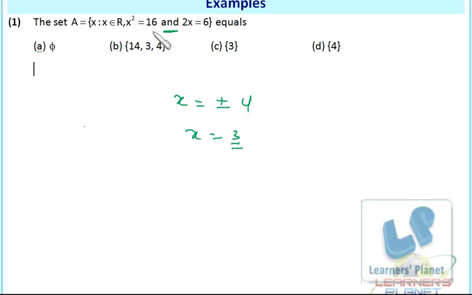So here it is mentioned "and". That means x square must be 16 and 2x must be 6, right? So that is actually not at all possible. That means A is a null set. There are no elements in the set A. I'm sorry, A is a null set, because x is plus minus 4 and 3. So both the things are not possible. Okay, so A is a null set. There are no elements in set A.